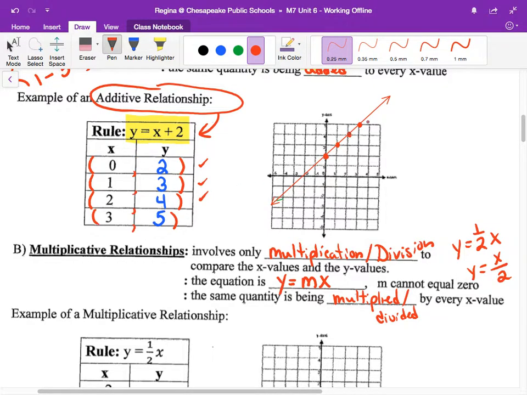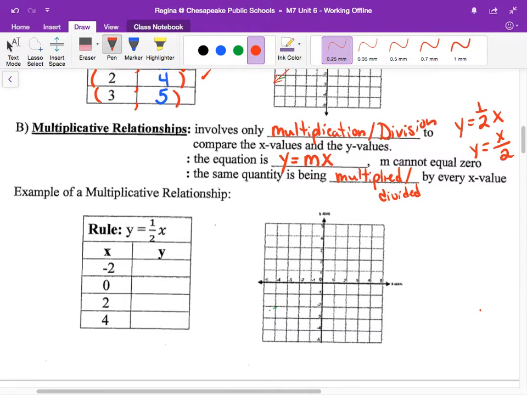We plotted them, and we said, oh, we got a line. It has to form a line. If we plotted one and it was over here, we're like, no, we did something wrong because it's not on the line. Okay? All right, let's see what happens with multiplicative.